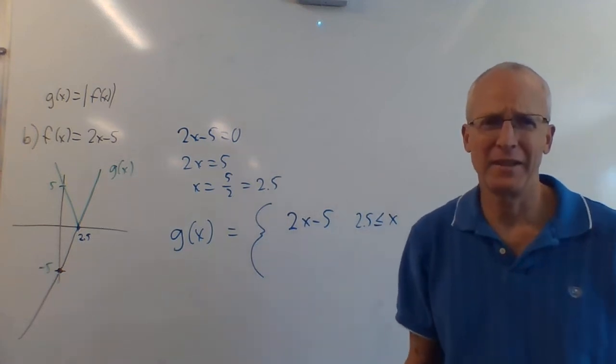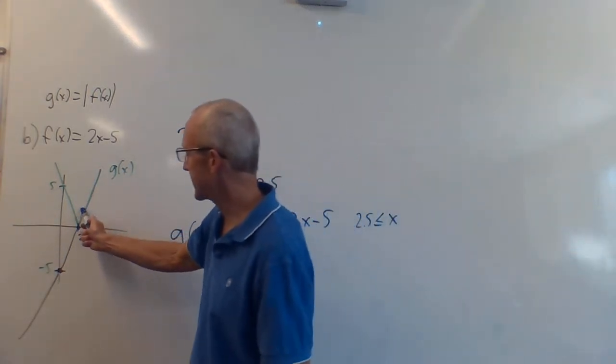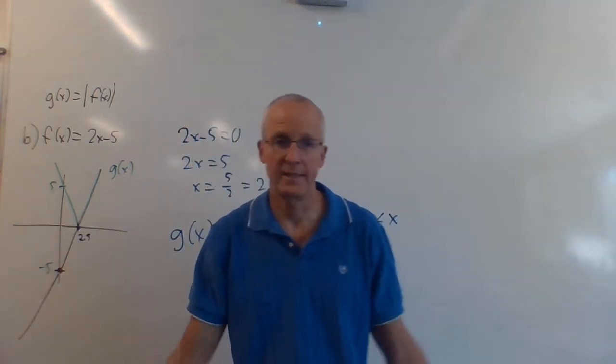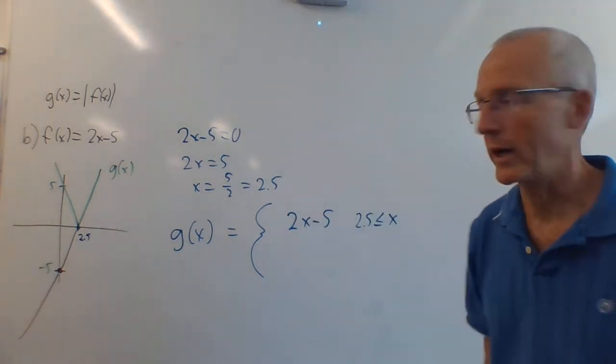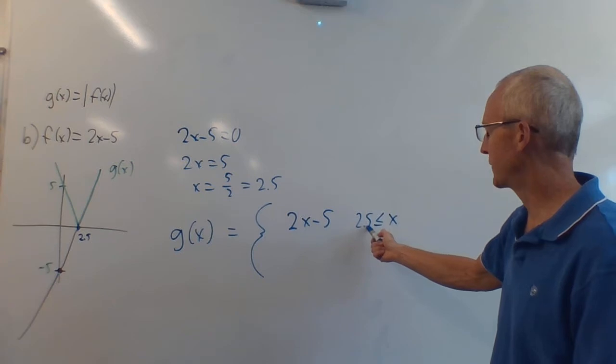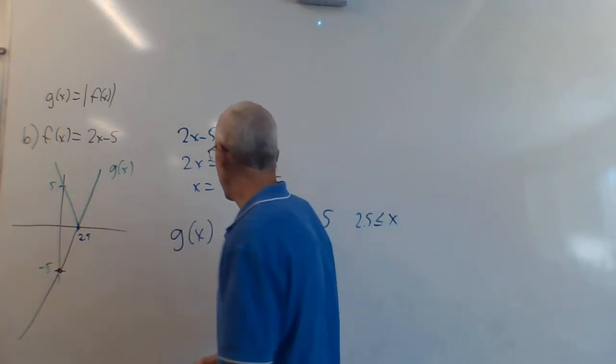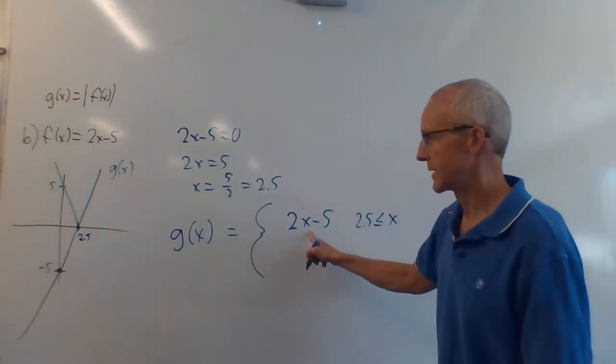And it doesn't matter. You have your choice. Which one do you want it to be equal at? Do you want it to be equal for the positive one or equal for the negative one? It doesn't matter. You've got to have it somewhere. I always put it first to get it out of the way, right? So when x is greater than or equal to 2.5, we just have the regular function. When it's less than that, then we have the negative of this.